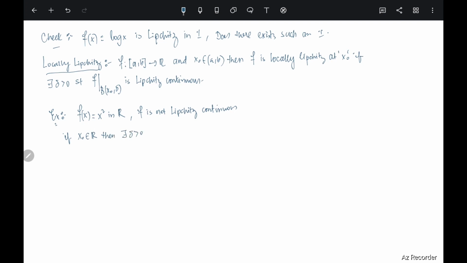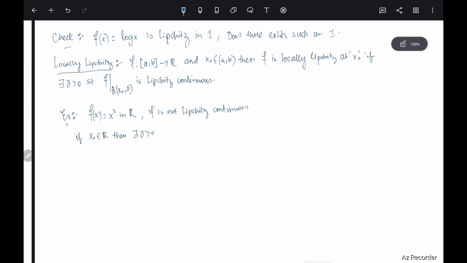Okay, see any bounded interval. So essentially if you start with x naught and you look at a, you can of course find a delta such that f restricted to B(x naught, delta), which is x square restricted to B(x naught, delta), is of course Lipschitz, because x square is Lipschitz continuous on any closed and bounded interval, right? So this is Lipschitz.